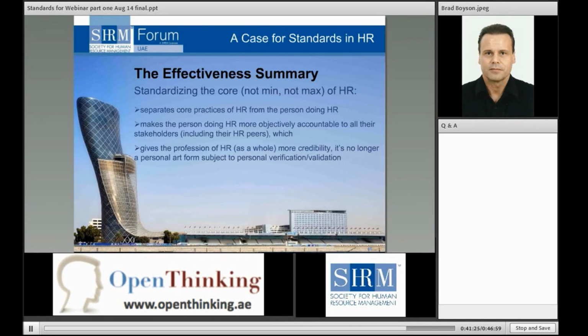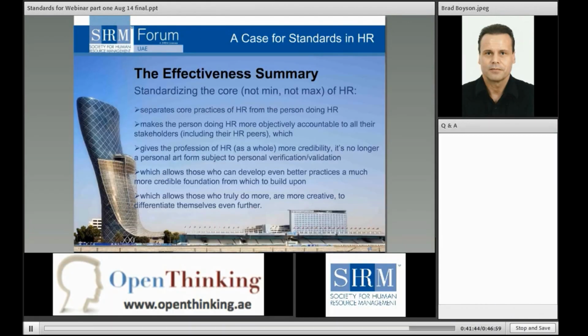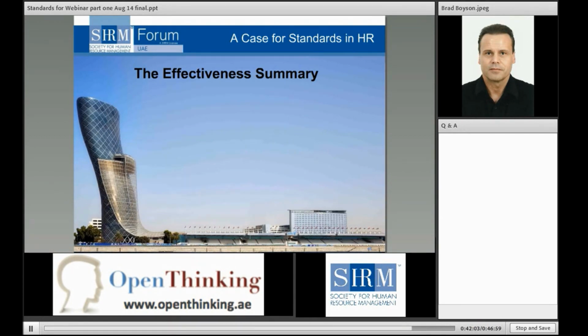It's no longer a personal art form subject to personal verification or validation, which allows those who can develop even better practices a much more credible foundation from which to build upon, which allows those who truly do more, who are more creative, who add more value, to further differentiate themselves in the marketplace. Do more. That's part of what the Standards Project says. Do more, do better. But we're drawing a line in the sand. Don't do less and call it HR.